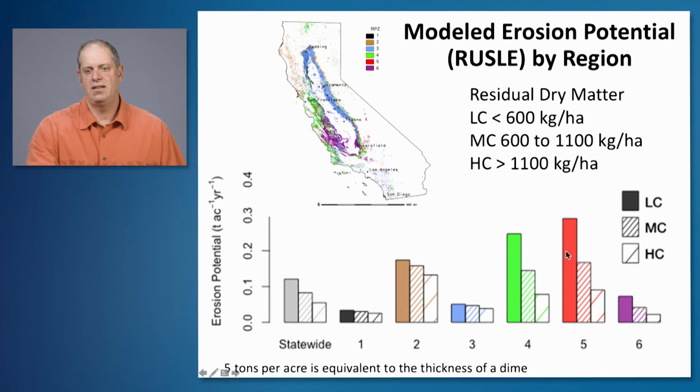We also see that the response to cover differs across these regions. For example, in regions 4 and 5, you see a much greater difference between low cover and high cover compared to regions 1, 3, and 6, where that difference between low and high cover is almost non-existent. And so the effect of cover can be very different across the landscape. And that's probably a result of both rainfall intensity and soil type, and possibly even topography.